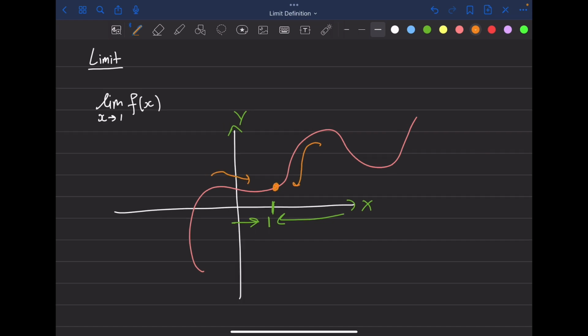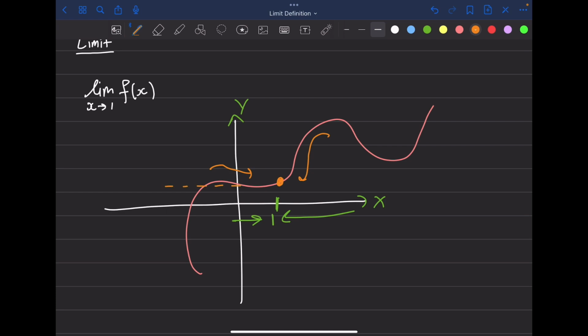Let's say this line is at y equal to 2. That means as x approaches 1 of the function f of x, which is this, I'm going to write it in pink, this is f of x. So as x approaches 1 from the right and from the left, y approaches 2. So this is going to be equal to 2. So that's the notation of it.